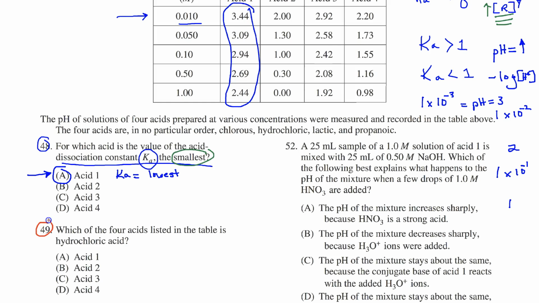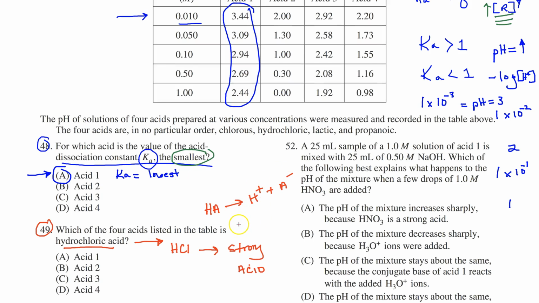Okay, number 49. Which of the 4 acids listed in the table is hydrochloric acid? HCl, we should be aware of, is a strong acid. Now, if it's a strong acid, there's something we should know. That means there's complete dissociation. That means every single HA becomes H plus and the conjugate base. This is a completion reaction. There's no Ka. Ka is extremely large because we have the largest amount of products.